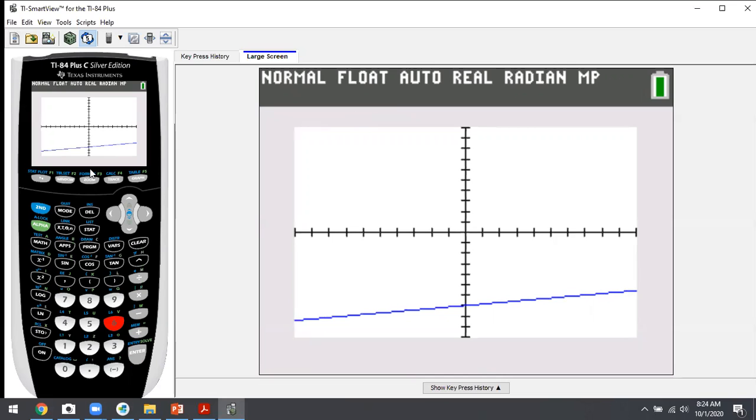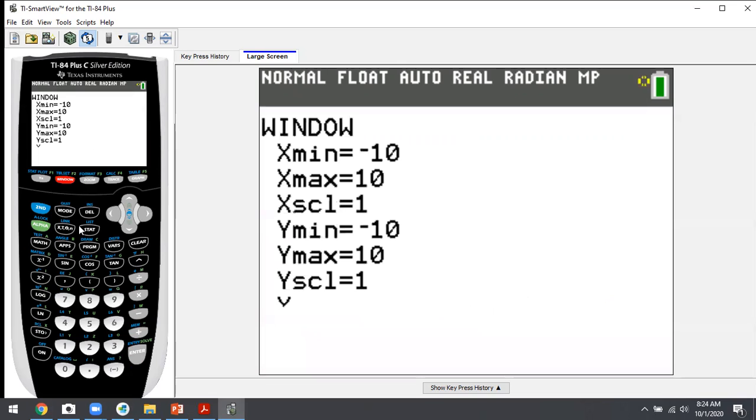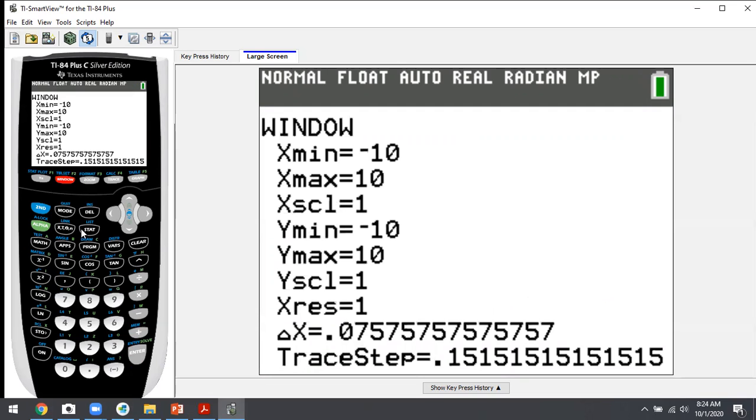Okay. Now, how do you tailor things? You go to the window button up here. You want to look farther in the x direction, so you want the x max. This is the left side, x min. This is the right side, x max, to go higher. I don't know. What do you think? How far do we need to go? Let's go crazy. Let's go 50. See if 50 cuts it.